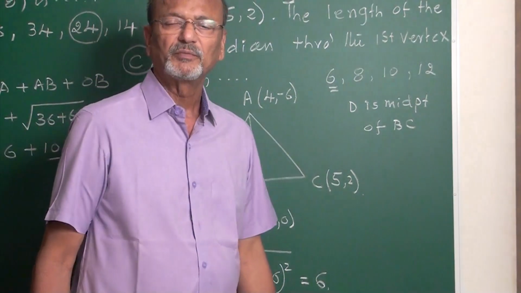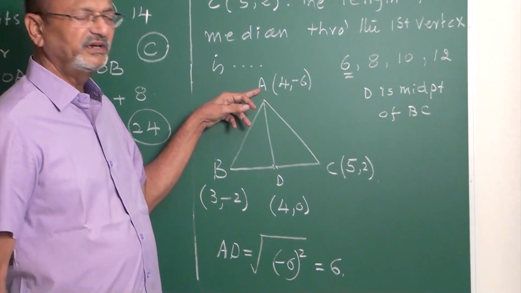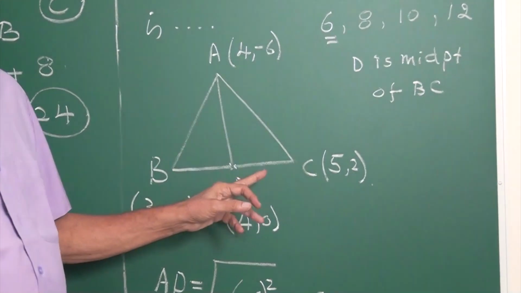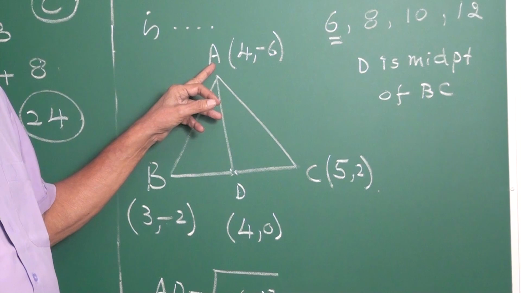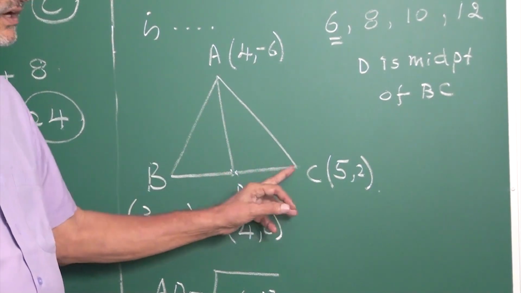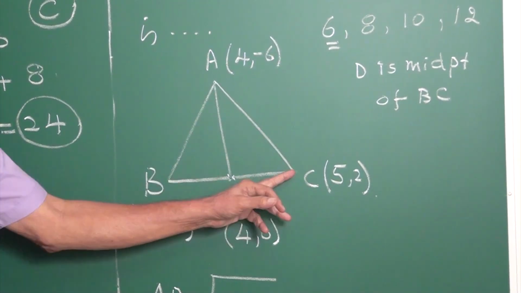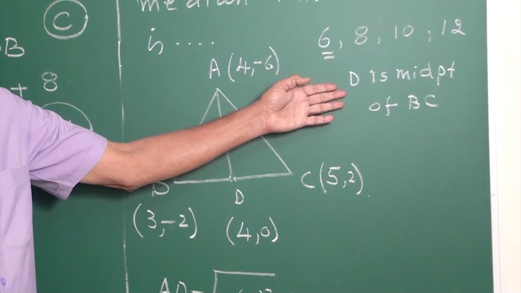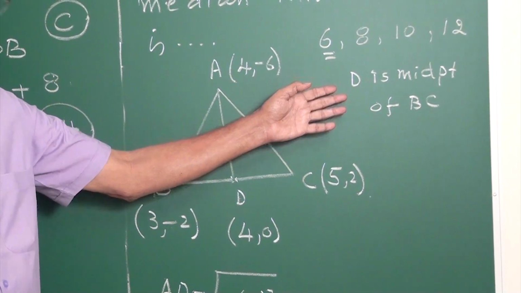Now you know the definition of a median. What is a median? It is a line joining the vertex to the midpoint of the opposite side. Then D is the midpoint of BC. Directly you can write. All this detail is only for the main exam; for multiple choice questions, you must write very little.